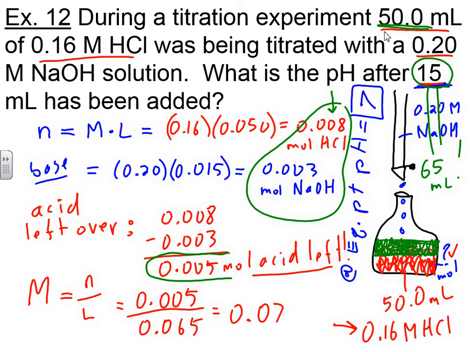Now it says, what's the pH of the solution? To get the pH, we simply negative log that. So the pH would be negative log of 0.0769, and that will equal, we're almost there, 1.1 for the pH. So we got two sig figs, so 1.1 is the final answer.